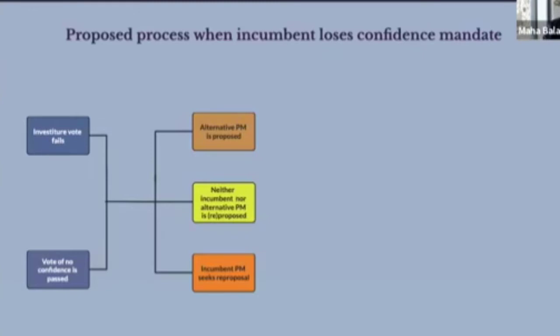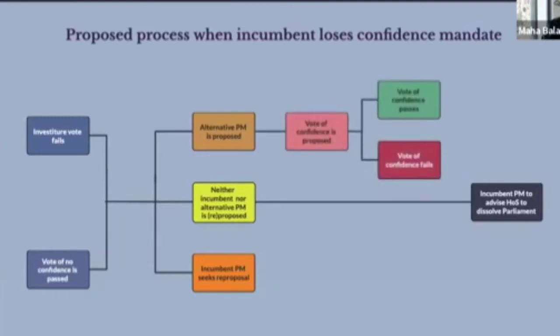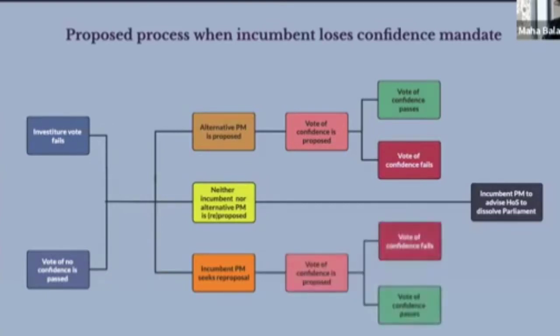So three possible situations, what happens under the proposed mechanism that I'm suggesting. Now, if no one challenges a vote of no confidence, then the incumbent PM should advise the head of state to dissolve Parliament. But if an alternative PM is proposed, then a vote of confidence is proposed in that alternative PM. Two likely outcomes, either that vote passes or it fails. And or the incumbent PM could also say, I have now won back the confidence, put forward a vote of confidence in him or herself, with two potential outcomes. Again, either the vote of confidence fails or it passes.